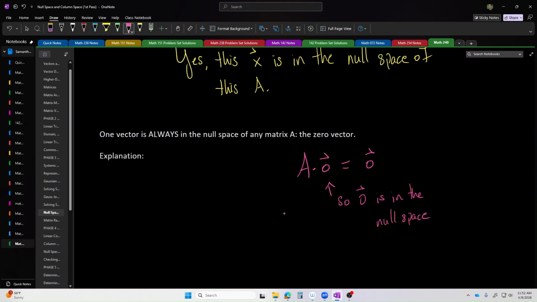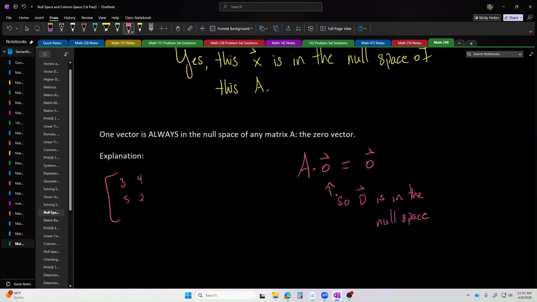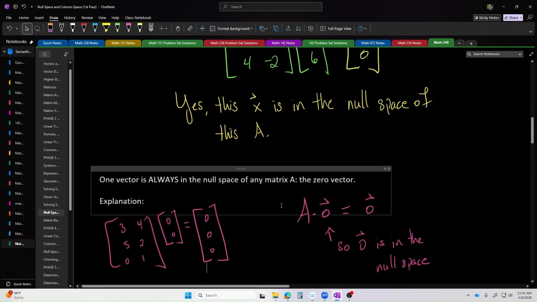And this completely makes sense as a result. Like if your matrix has whatever entries, 4, 3, 5, 2, 0, 1, if you multiply that by the zero vector, the zeros in the zero vector will just completely cancel everything out. So you will automatically, no matter what, end up with 0 as the result. So the null space of a matrix A always contains the zero vector.